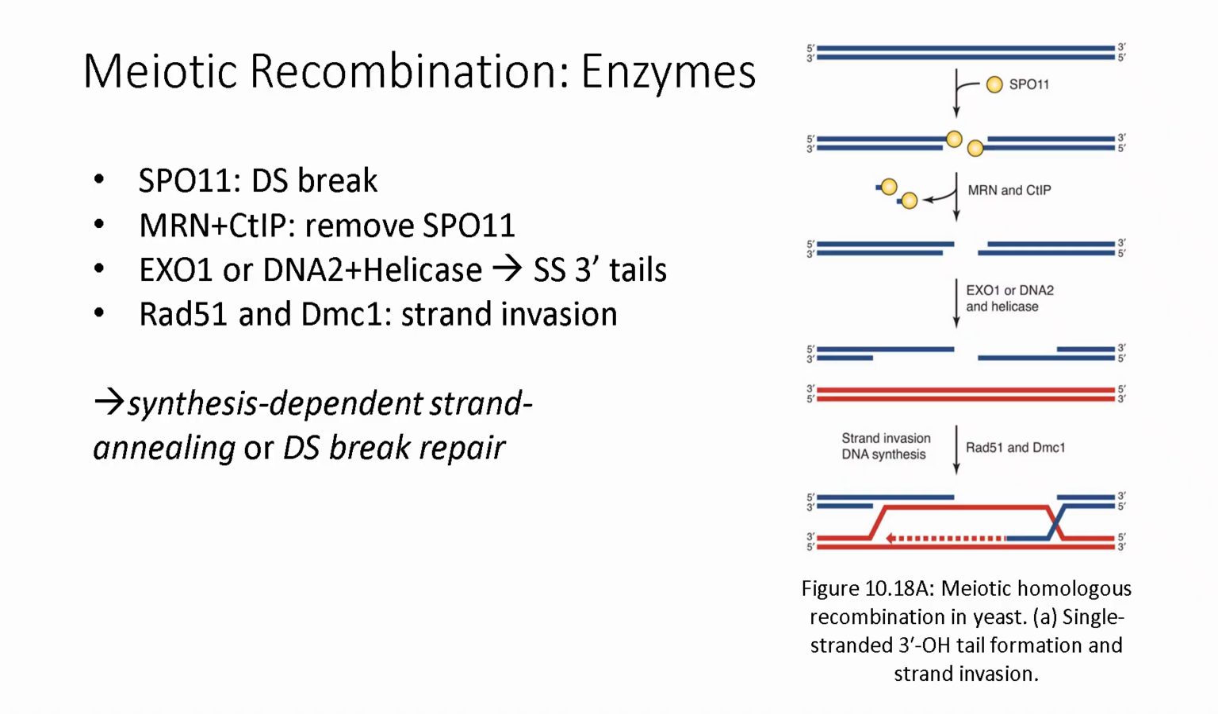the break. Further resection is carried out by exonucleases like EXO1 or the DNA2 helicase complex to generate single-stranded 3' overhangs. Strand invasion is then promoted by Rad51 and the meiosis-specific recombinase DMC1, which facilitate pairing with the homologous chromosome to initiate either synthesis-dependent strand annealing, or full double-strand break repair.